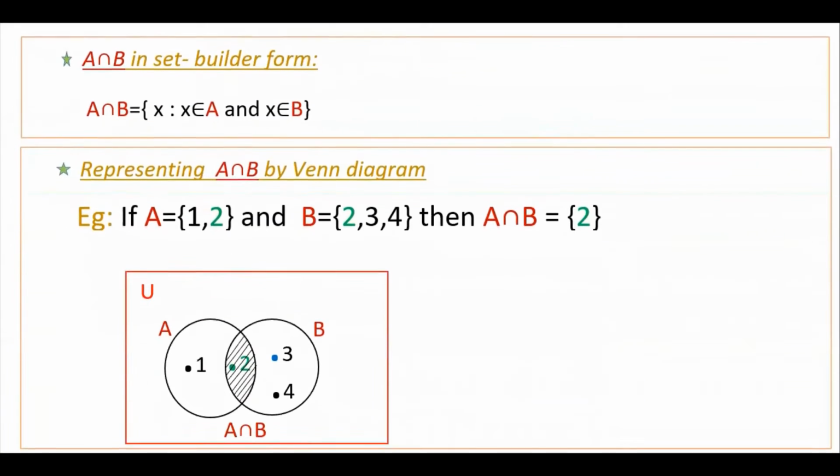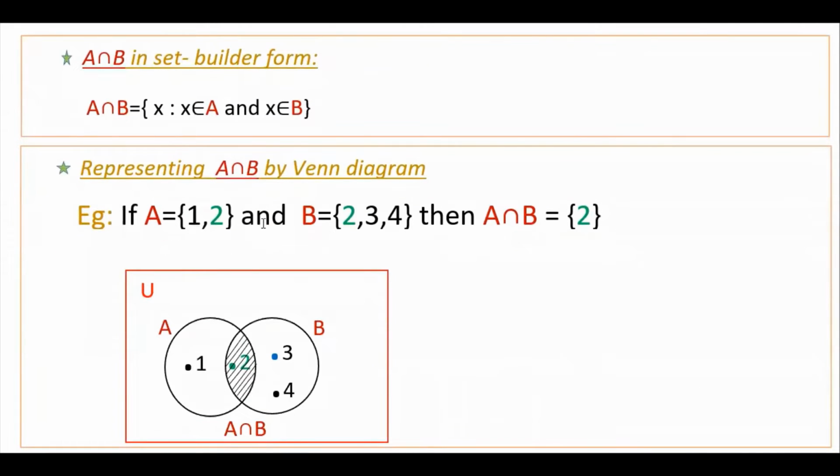Now you can represent A intersection B by a Venn diagram like this. For example, if you take A is equal to {1, 2} and B is equal to {2, 3, 4}. So here only 2 is the common element of these two sets. So A intersection B is equal to {2}, only one element. So this you can show by a Venn diagram like this.